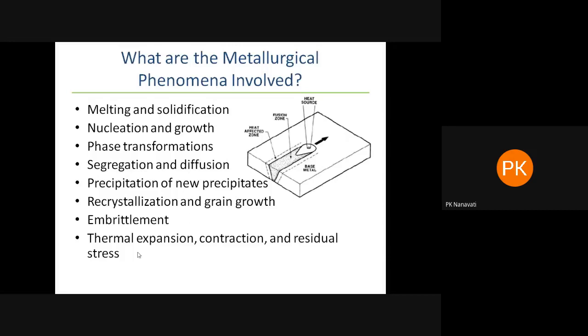growth, right? And sometimes you end up with embrittlement, your weld cracks, and there are thermal expansion, contraction, residual stresses, and distortion. There are n number of phenomena involved in a welding metallurgical process. So it is very interesting to study welding metallurgy. So that is why this.